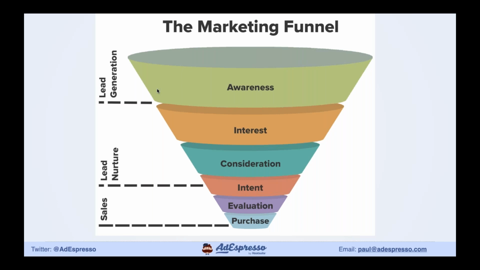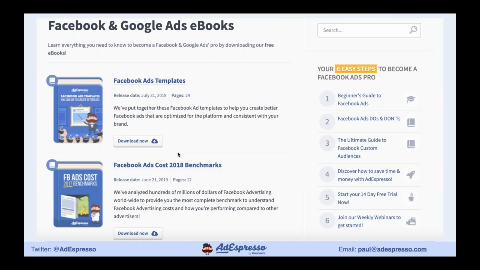Once you've got that kind of awareness and interest, that's when you can generate leads, and you can then use that lead nurturing, like we just covered, automated email sequences and newsletters, to then start moving people down into intent and purchase there. So what kind of reasons would we want to use lead generation?